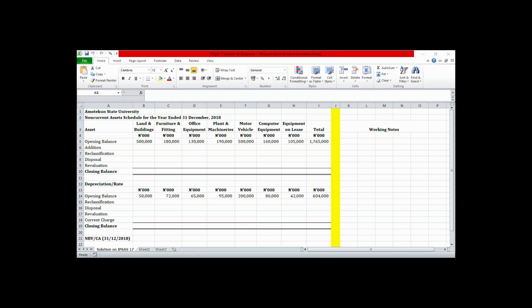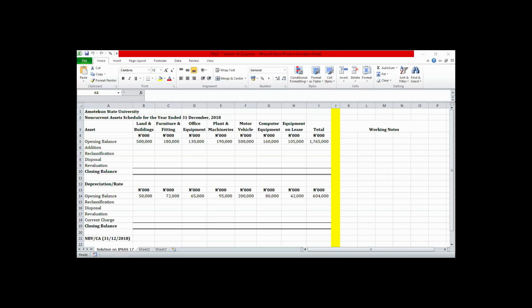It is the policy of the university to charge a full year depreciation on assets irrespective of the month of purchase or revaluation during the year, while no depreciation is charged on the asset disposed of during the year. We also move forward. Note 2, equipment on lease are depreciated equally over the period of the lease.